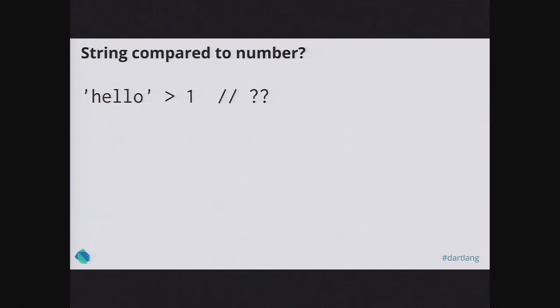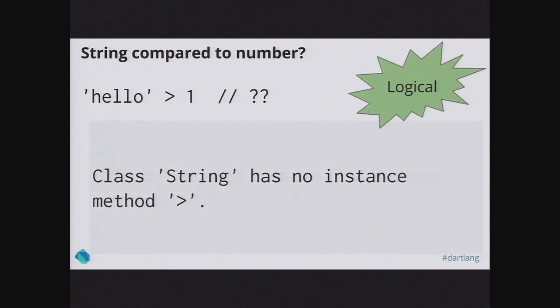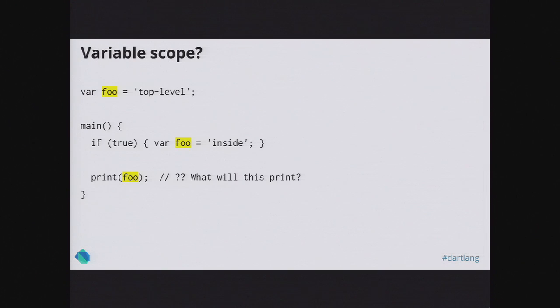OK, if you were to compare hello, which is a string, is it greater than 1? I think this returns false, but actually I'm not really sure why. So what would you want this to happen, right? You want an error. You want to be told, hey, man, string does not have an instance method greater than. You get told at runtime exactly where the problem happened. Much more logical programming experience.